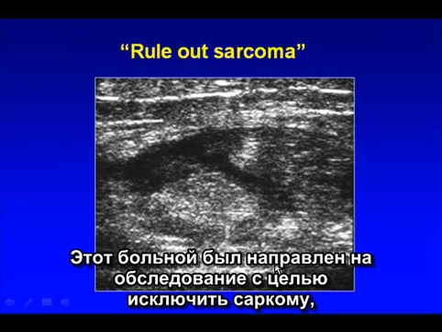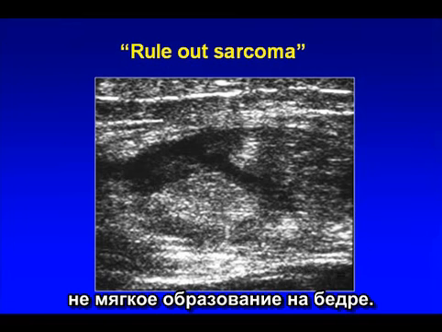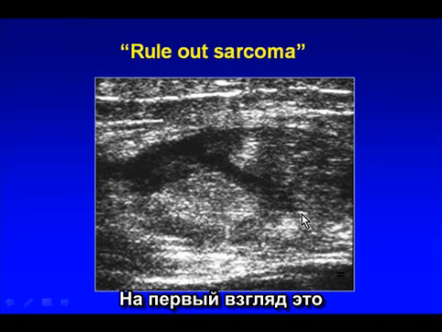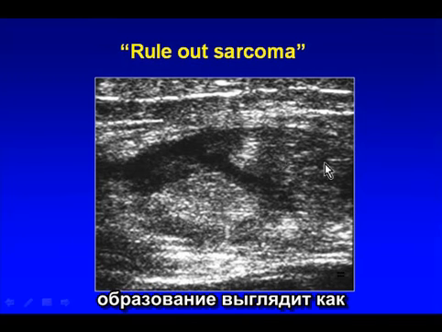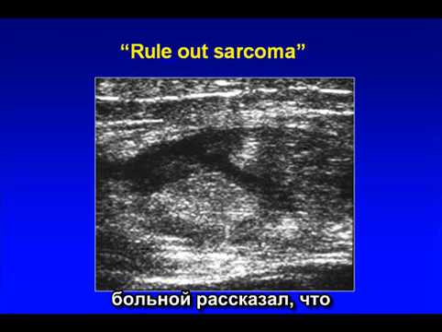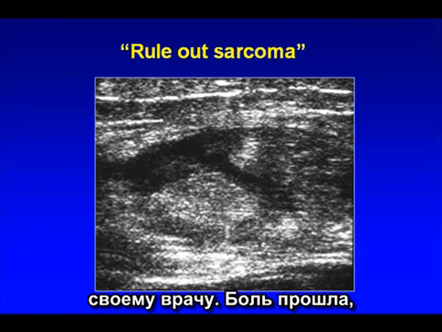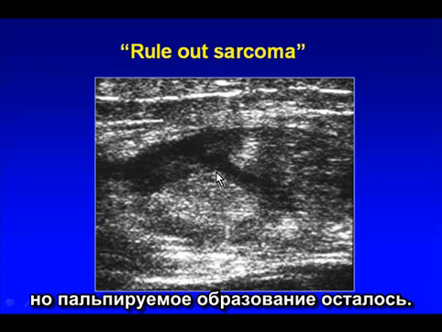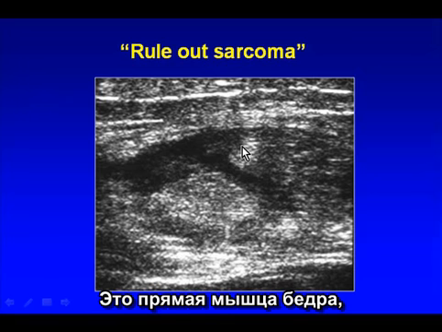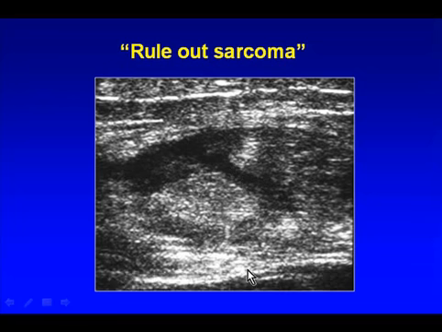This is a patient who was sent for rule-out sarcoma and pointed to a non-tender mass on the thigh. At first glance, this mass looked like a muscle tear, but the patient was not giving such a history. But on further questioning, patient asked if it could have something to do with the fact that he fell off a bus 2 weeks ago. He had not initially told that to his physician. The pain had gone away, but he was left with a palpable mass. And this is the rectus femoris muscle showing a tear and then a hematoma around it.